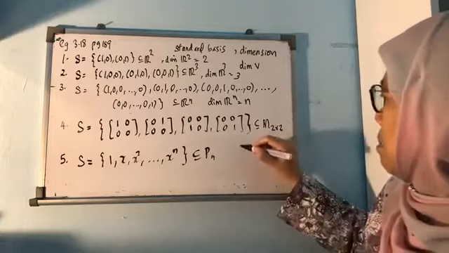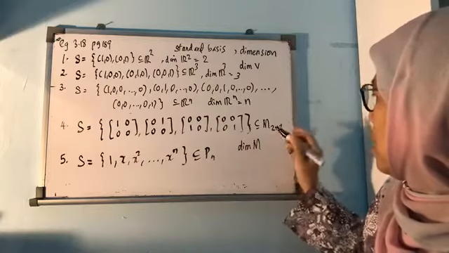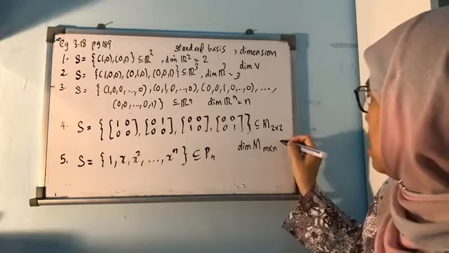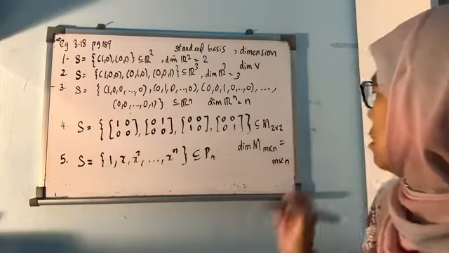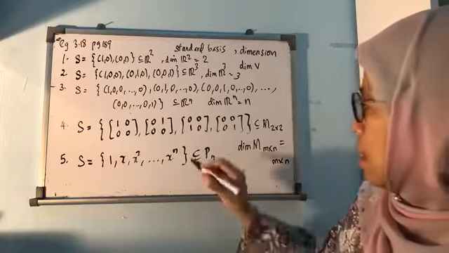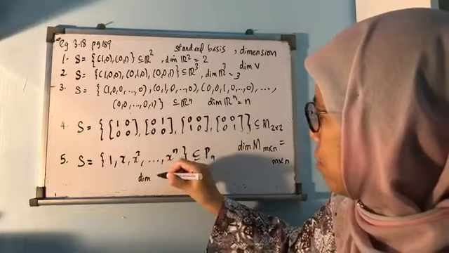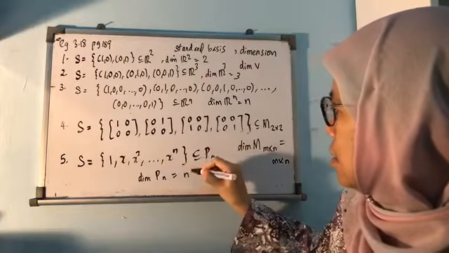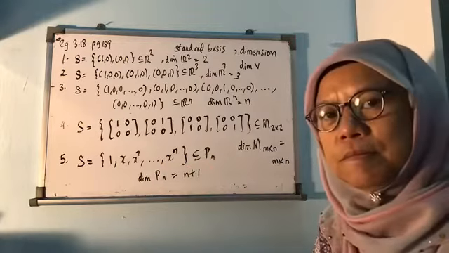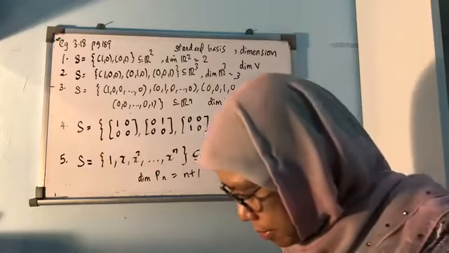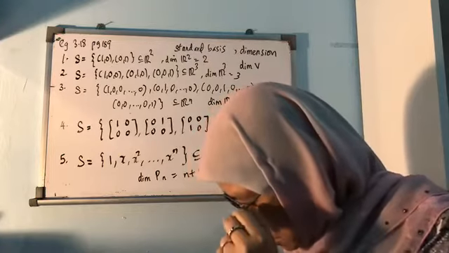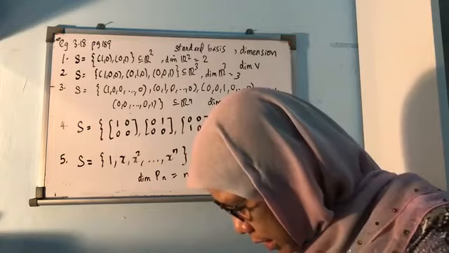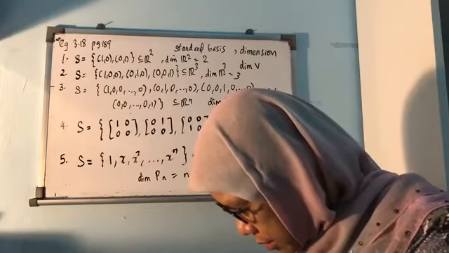Okay, dimension of M m by n is m times n, and dimension of Pn is n plus 1. Okay. So this is example 319. Okay.